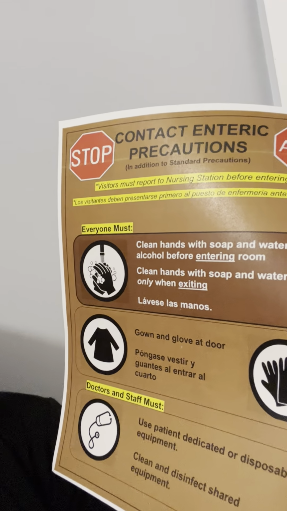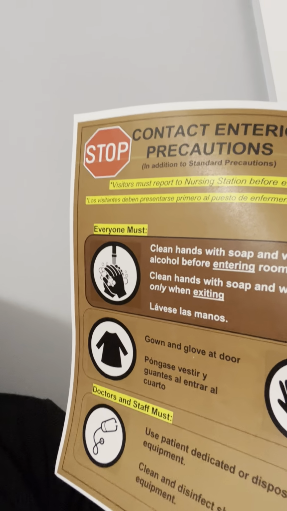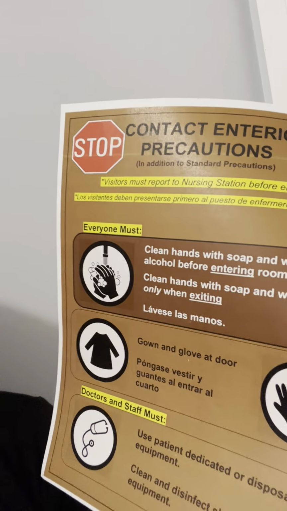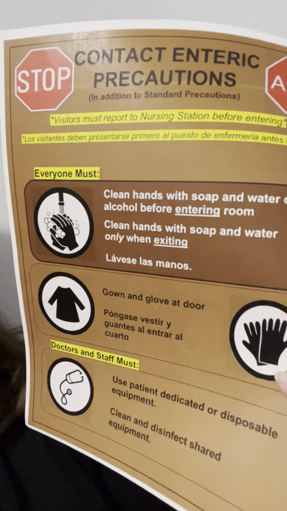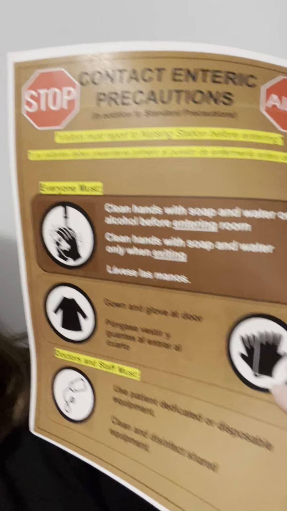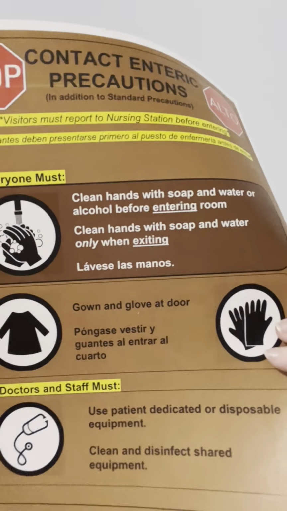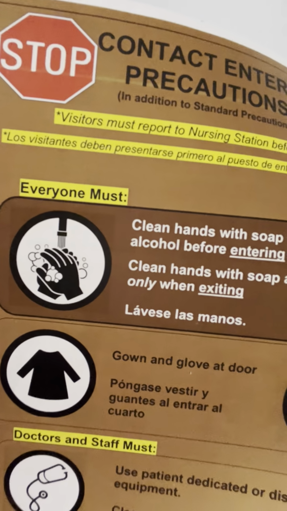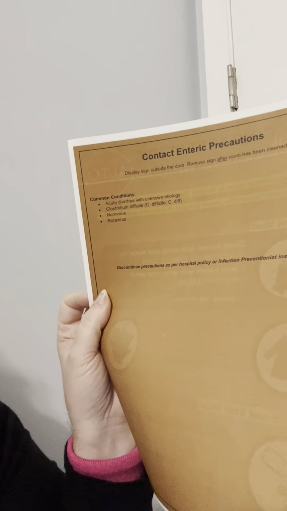The gown and gloves should be put on at the door, and doctors and staff must use patient-dedicated or disposable equipment, clean and disinfect shared equipment. And if there are some things that you need in the room, you can always put a bag over it, such as a scanner, if need be, for these types of precautions. So the most common ones that you'll see with this are any acute diarrhea, nausea, vomiting, and norovirus, rotavirus, C. diff, and then unknown cause of diarrhea.